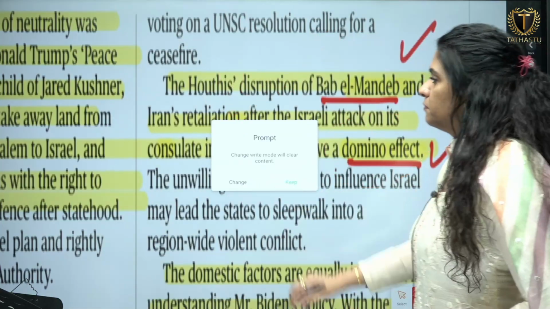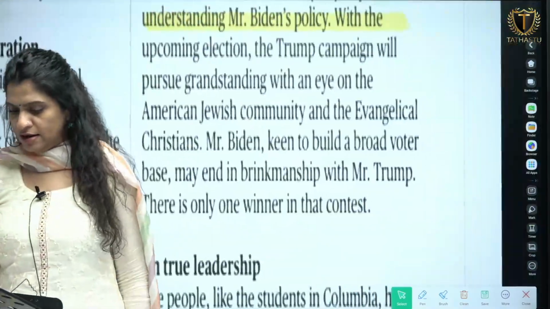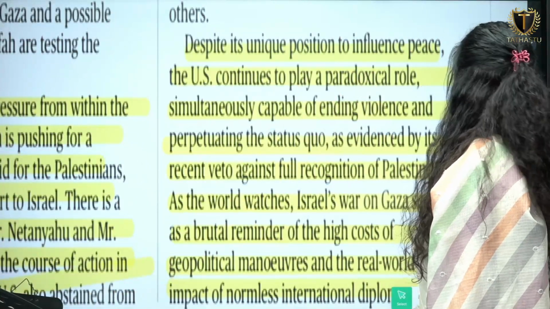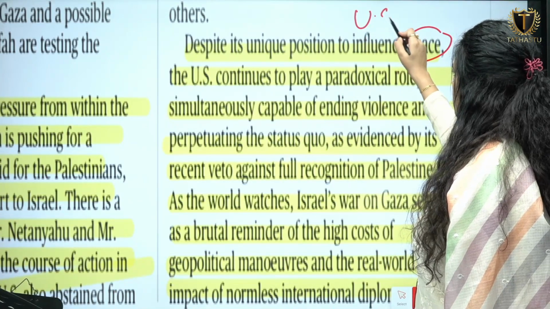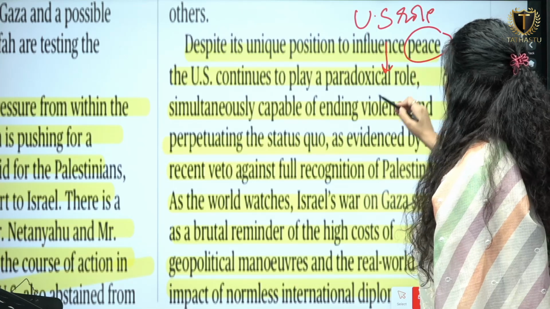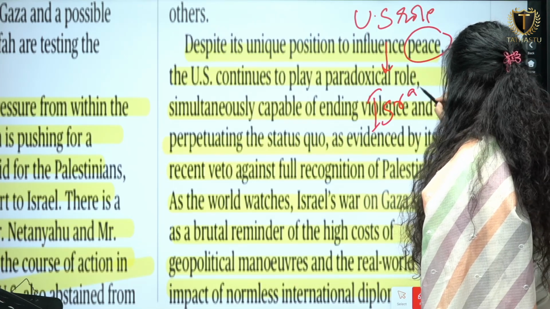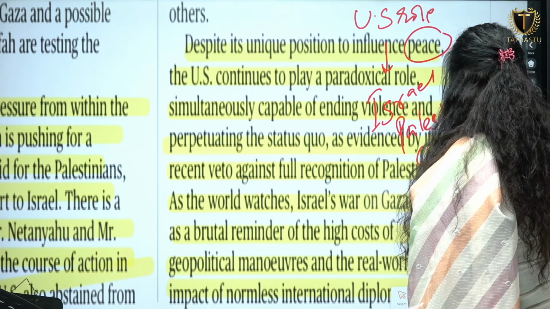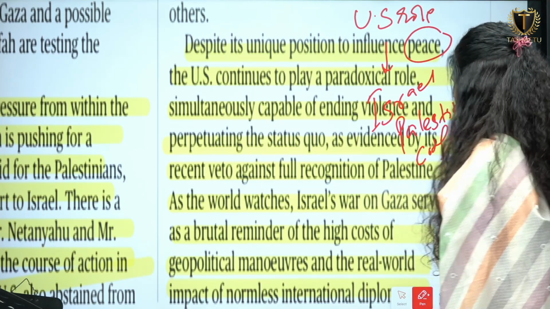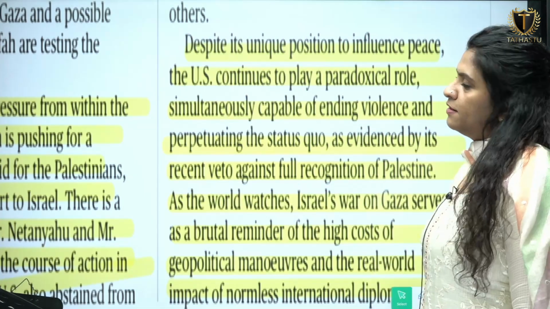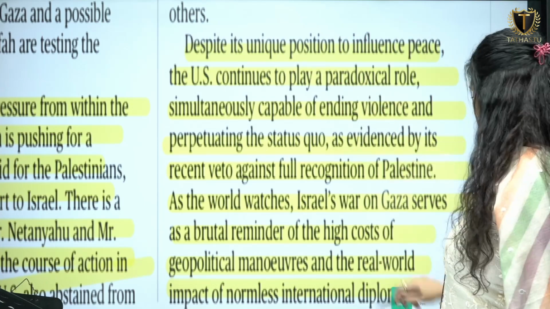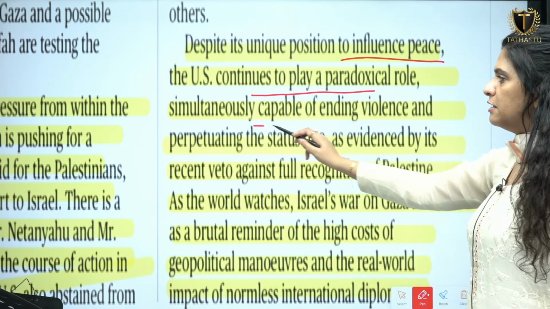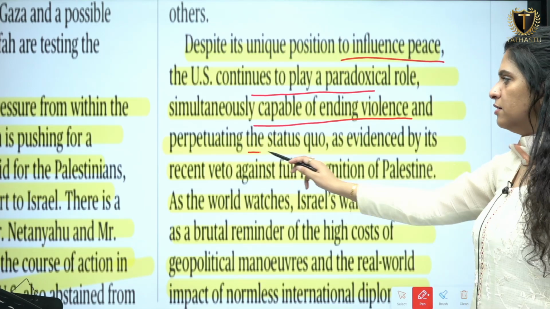Then further, the other thing which I want to look at is the last paragraph: "Despite its unique position to influence peace." So here we are looking at the US role in the Israel-Palestine conflict, through this article. So now here is the concluding remark. Despite its unique position to influence peace, the US continues to play a paradoxical role, simultaneously capable of ending violence and perpetuating the status quo.